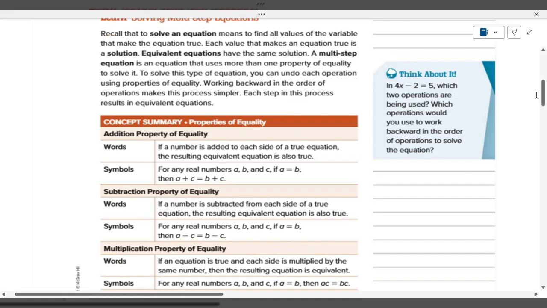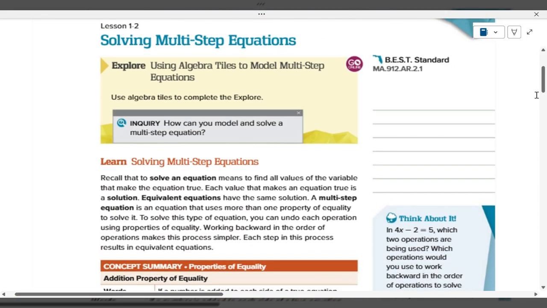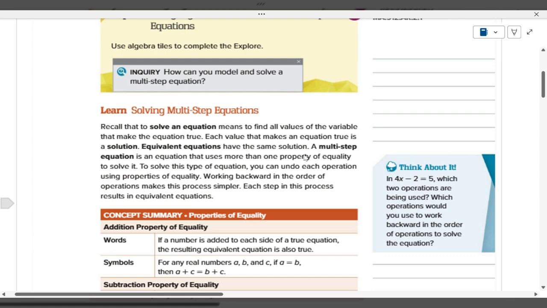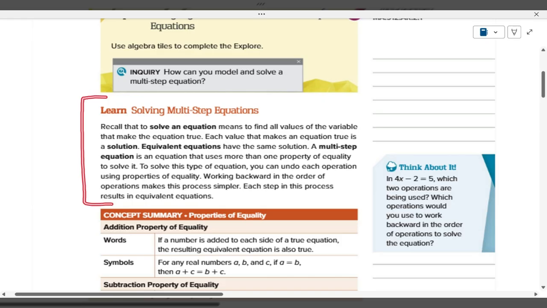So we are starting on page 15 in your textbook. And this first page doesn't really have examples, it just has more summaries and definitions. So we're going to look through those together. But first, go ahead and pause the video, and I want you to read this paragraph right here about solving multi-step equations.